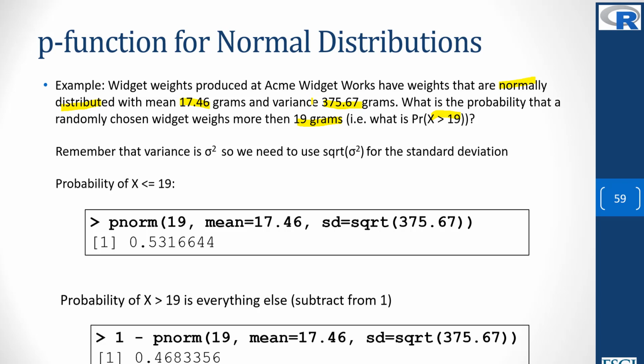Now this one's a little bit tricky because they're giving us the variance. So because variance is standard deviation squared, we need to take the square root of that variance to use for our standard deviation in the equation. So we provide 19 for our q value. We pass the mean, and we pass the square root of the variance. So that gives us a probability of 53% for values that are less than or equal to 19. So to get the probability of x greater than 19, we just subtract that value from 1, and we see the probability of x greater than 19 is 46.8%.